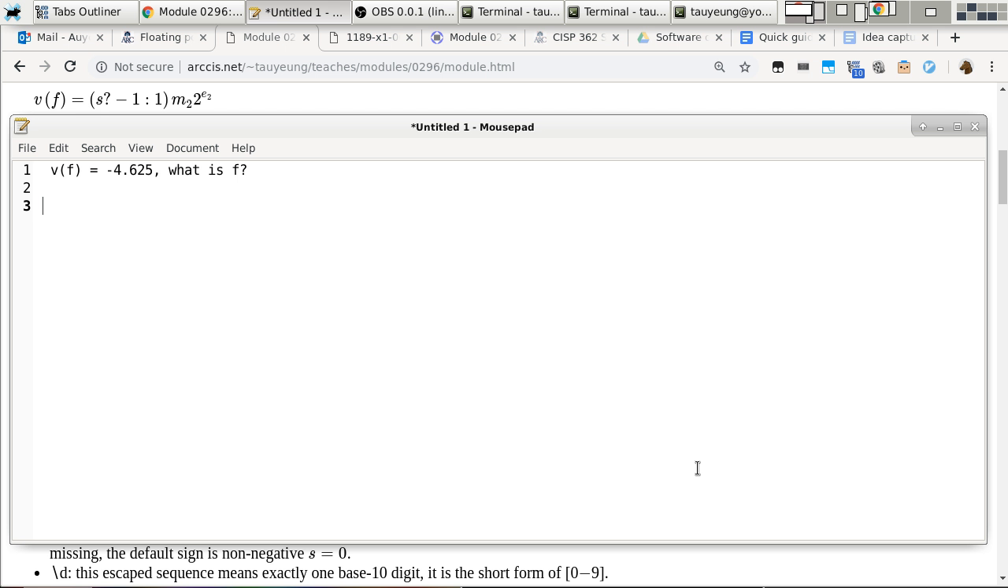And my battery is running low, so let me plug in the adapter. So I want you guys to kind of think about this a little bit. I want to express negative 4.625 into that format. So our job really is to find out what is S, what is M2, and what is E2. Okay? So go ahead and kind of think about it a little bit, and then after I plug in my adapter, then we'll come back and work on this one.